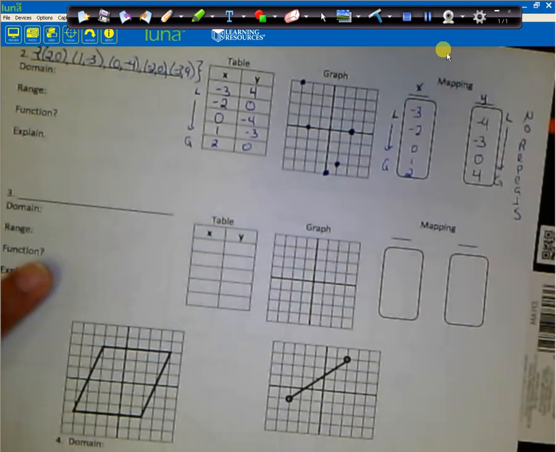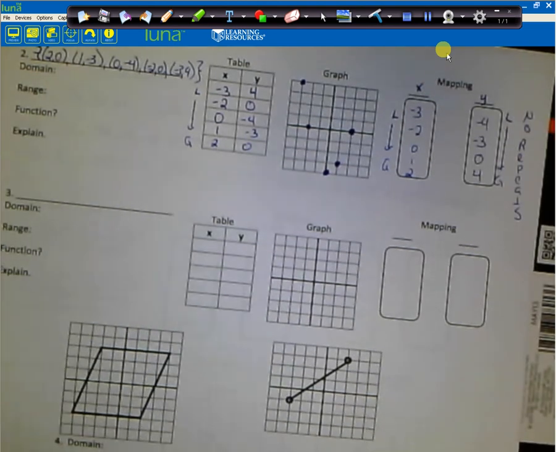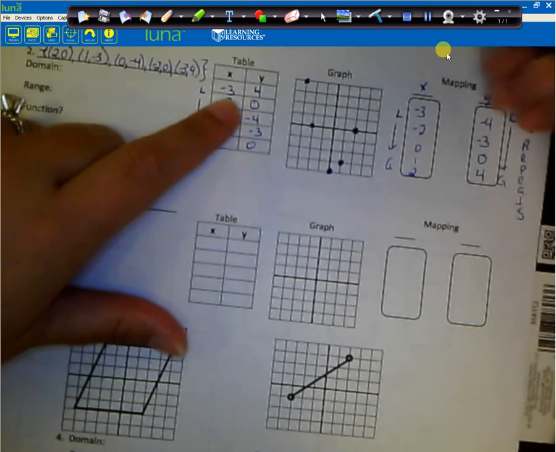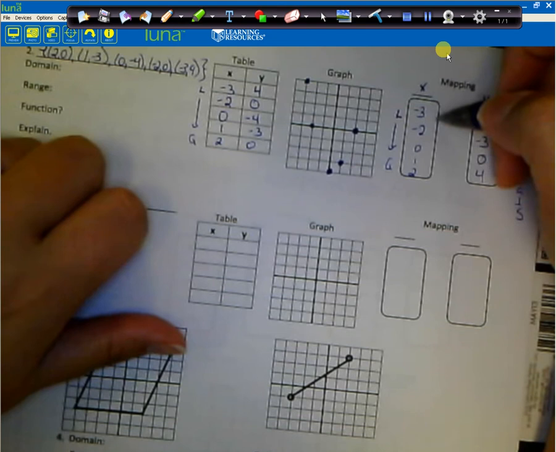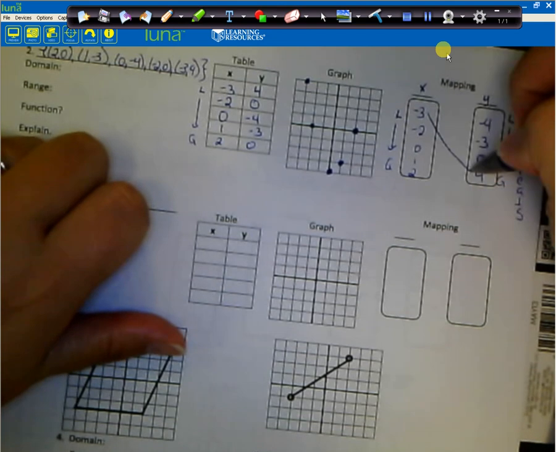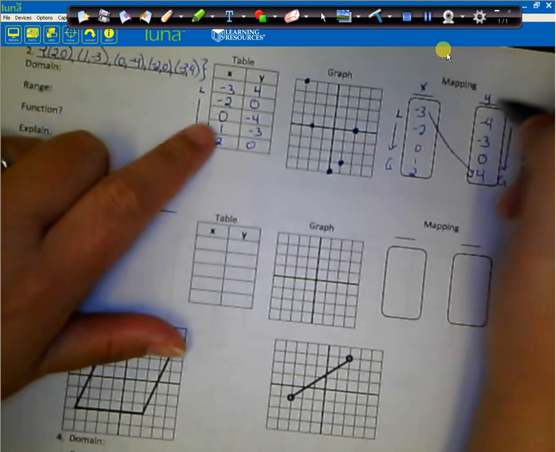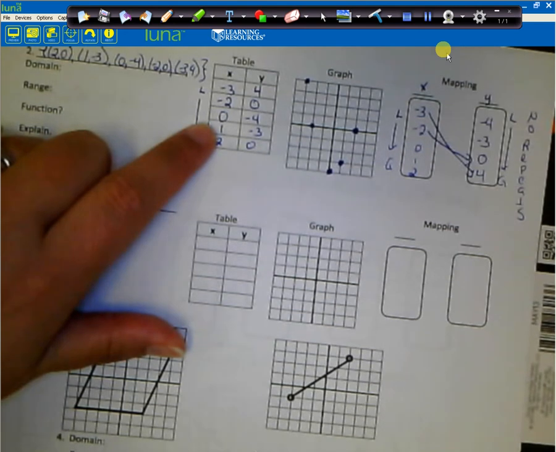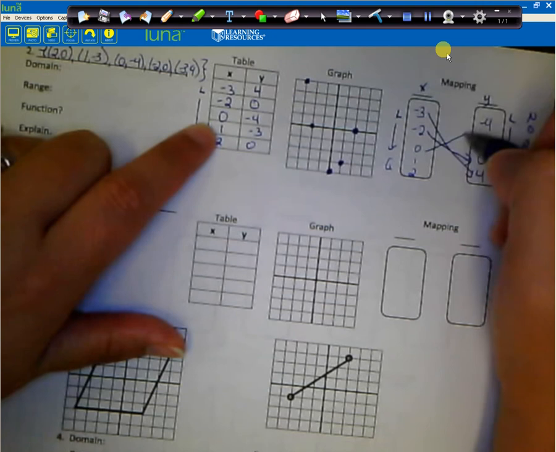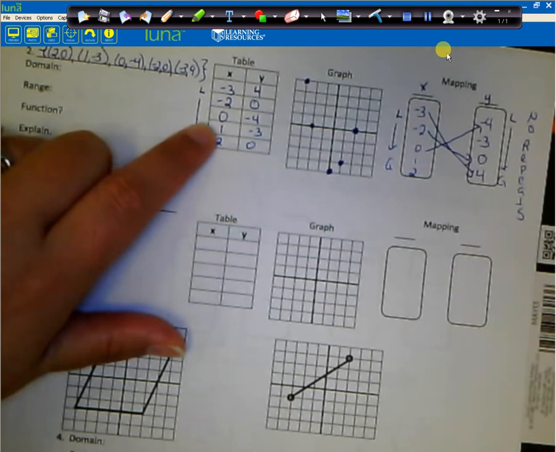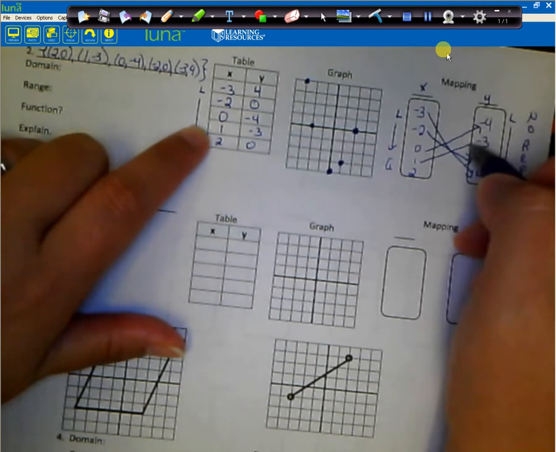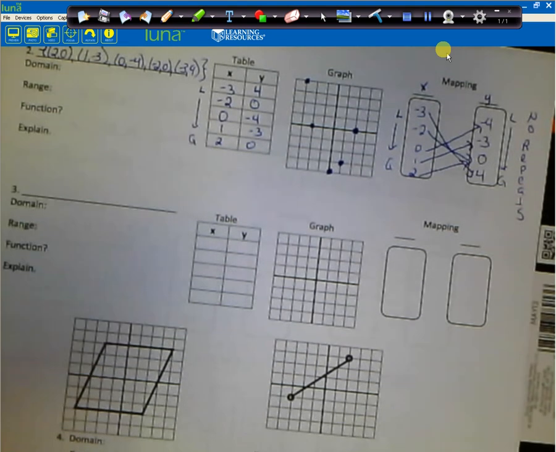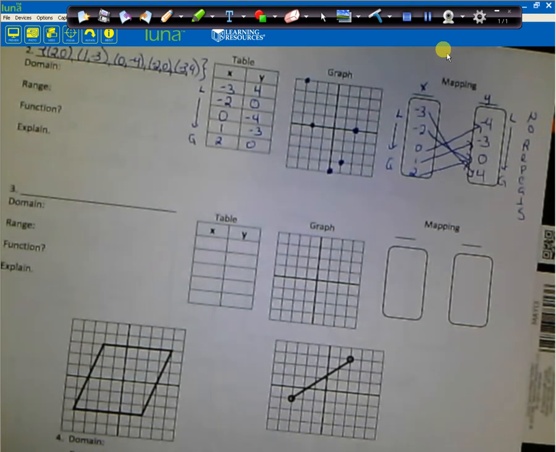And then 4. And then I'm going to draw my arrows. All of my X's should be going to a Y here, so I have -3, 4. So I'm going to draw an arrow from my -3 to my 4. -2 goes to the 0. 0 goes to -4. 1 goes to -3. And the 2 is also going to the 0. So now we've done our table, our graph, and our mapping.